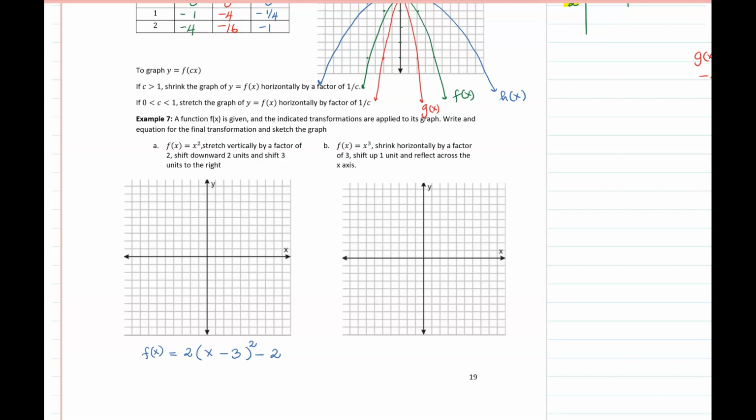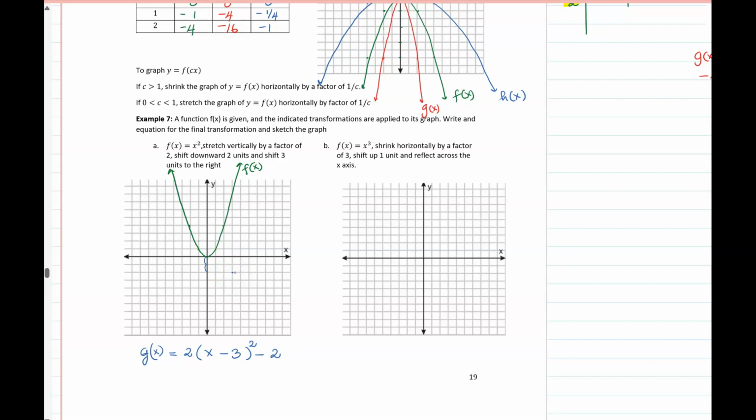So let's sketch this graph. Let's start with the graph of f of x. So here we have the graph of f of x. Let's start sketching the transformation graph. Let's call that transformation graph g of x. We move down 2 units and to the right 3 units. So start with that part first, that you get your vertex. Take the vertex, move down 2 units and to the right 3 units. So that is your vertex.